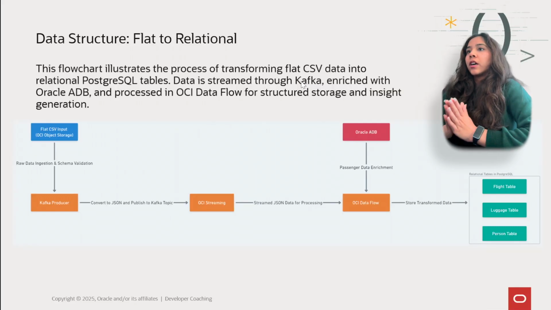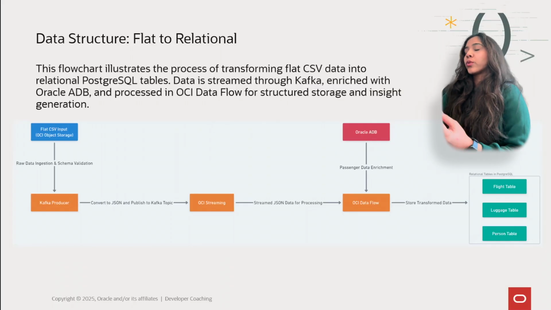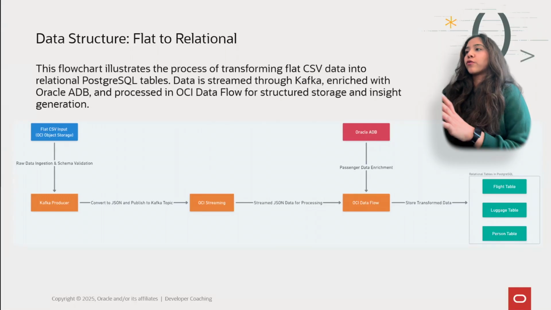So OCI Streaming ensures the smooth transfer of this JSON data in real time, allowing for high speed and low latency processing. So once we have our data streamed, the data reaches OCI Data Flow, and this acts as a consumer where it is further processed. And we also enrich the data using Oracle Autonomous Database, where we add important passenger details before final storage. So finally, we store the structured data in Postgres across 3 different tables, namely the luggage table, the flight table, and the persons table.